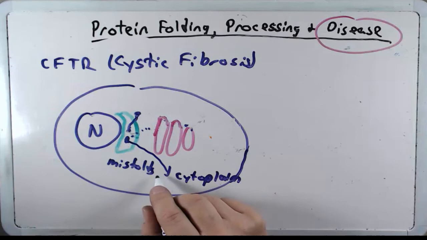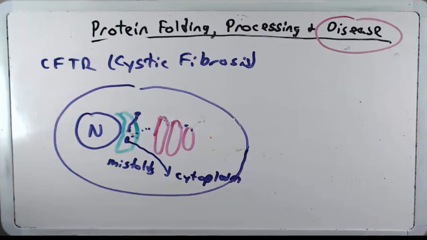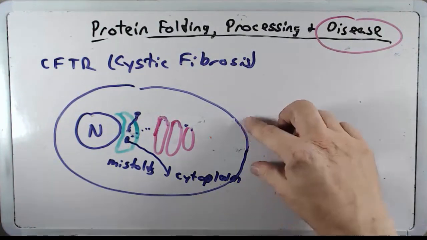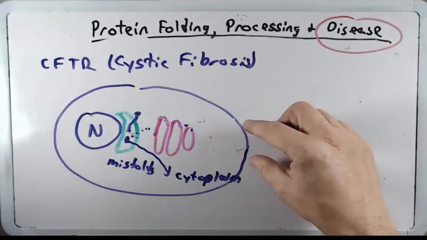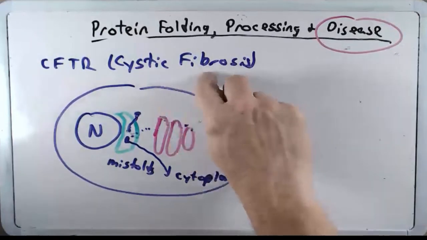So in this cytoplasm, what happens is it gets ubiquitinated and it gets degraded and it never makes it to the outside here. There are different forms of cystic fibrosis. This is just one of them. So misfolded protein leads to this disease of cystic fibrosis.